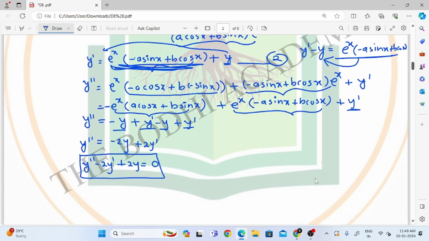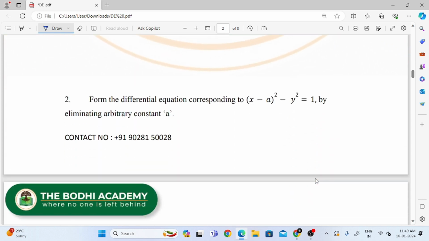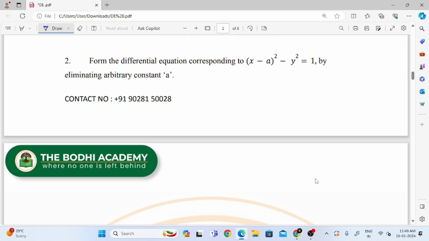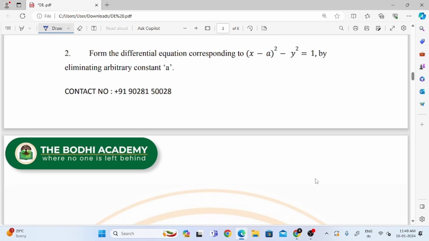Move to the next question. Again the same type: we have to form the differential equation by eliminating the arbitrary constant. In this equation we have only one constant, so we will get a differential equation of order 1. The equation is given: (x minus a) the whole square minus y square is equal to 1.